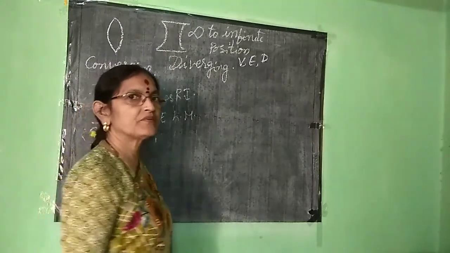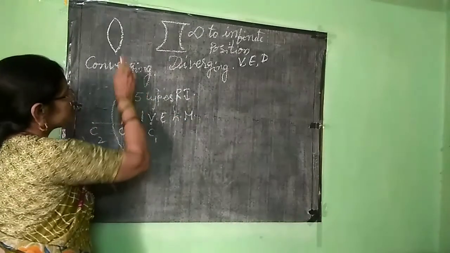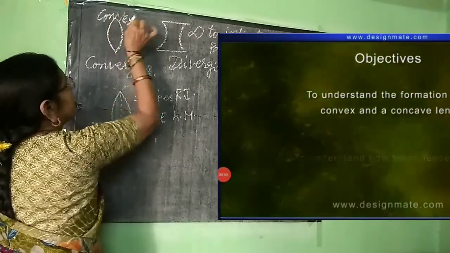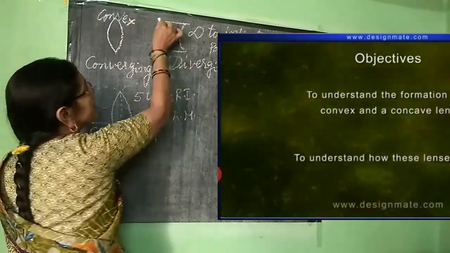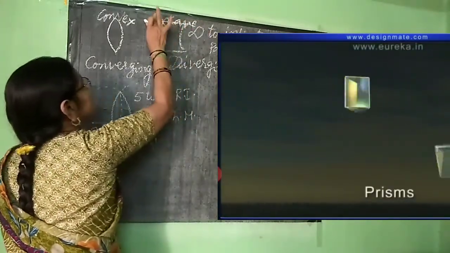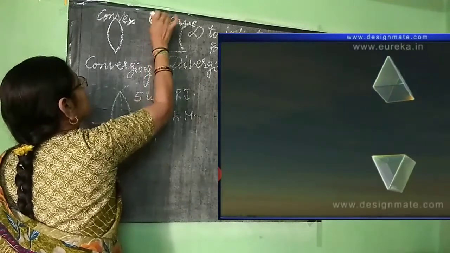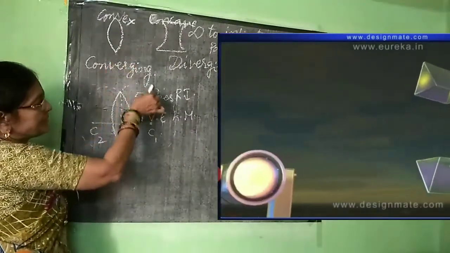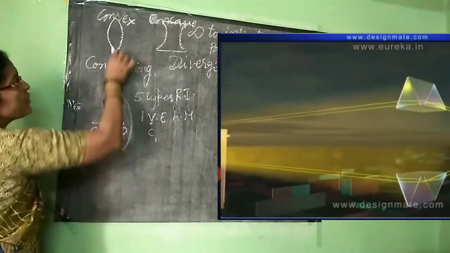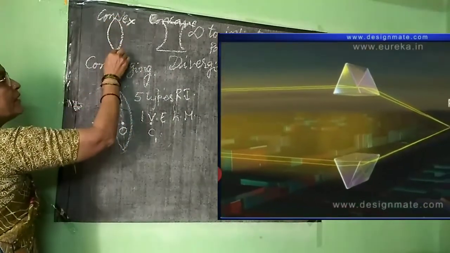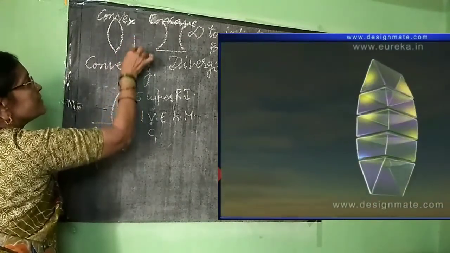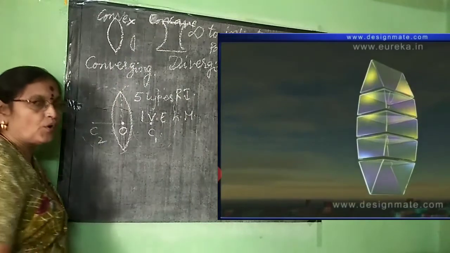Now, the two types of lenses are converging lens or convex lens and diverging lens or concave lens. A lens is part of two spheres. Suppose you are taking from one part only, suppose the lens is like this or the other way like this. This is called plano convex.